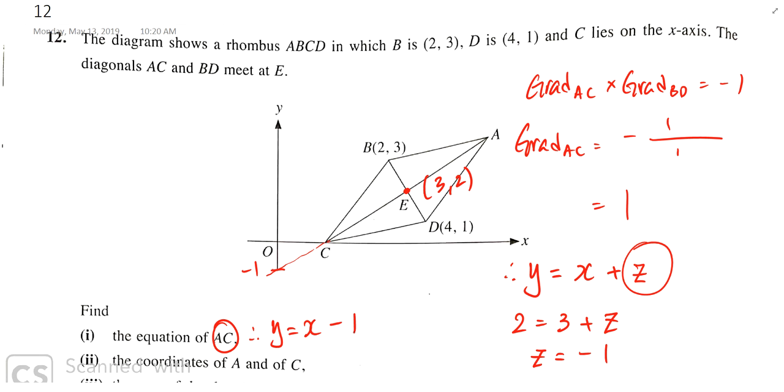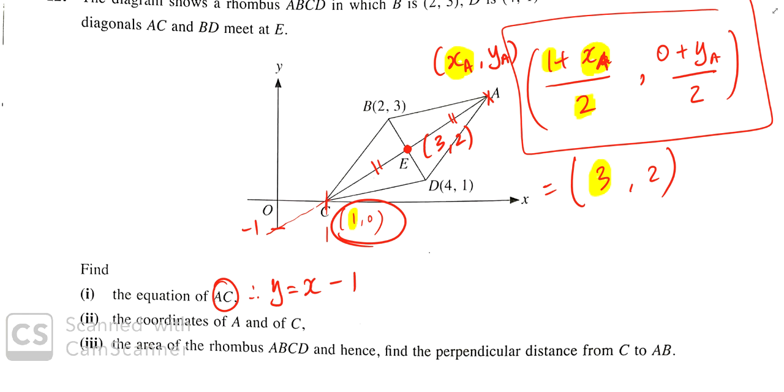Okay, now find the coordinates of A. Anybody needs help? Coordinates of A? Coordinates of C? None? Roshini, can you help us find the coordinates of A? Find the area of the rhombus ABCD. Can you all do that? Okay, so what is the answer for the rhombus area? 8 square units. Find the perpendicular distance from C to AB. From C to AB.